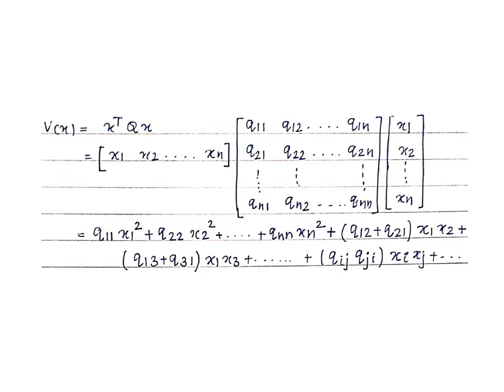Then V(x) can be represented as x transpose Qx, where Q is a square matrix. By solving this we get q11 x1 square, that is, all the diagonal elements times the corresponding state variables: q11 x1 square plus q22 x2 square, and so on up to qnn xn square, plus (q12 plus q21) into x1 x2, plus (q13 plus q31) into x1 x3. In a similar way we can form the matrix Q from the quadratic function V(x).